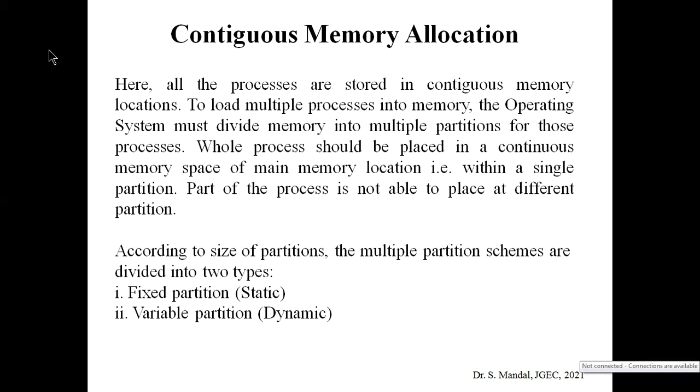Now, coming to the classification, according to the size of the partition, contiguous memory allocation can be classified into two types. One is fixed partition, which is also known as static partition, and the other is variable partition, which is also known as dynamic partition. So you can see fixed partition and variable partition.